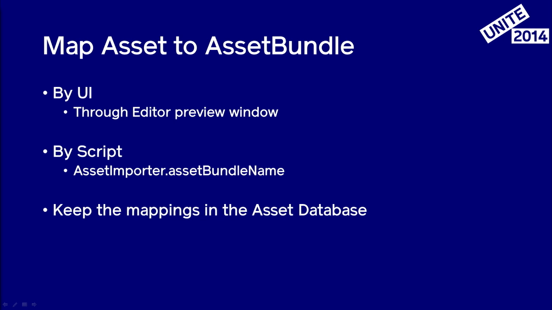You can call AssetImporter.GetAtPath to get an instance of the asset importer for the given asset. All these mappings will be kept in the asset database, and the AssetBundle name will also be saved to the asset meta files. So even if you delete the Library folder, we can still rebuild the mappings from the meta files during the import.